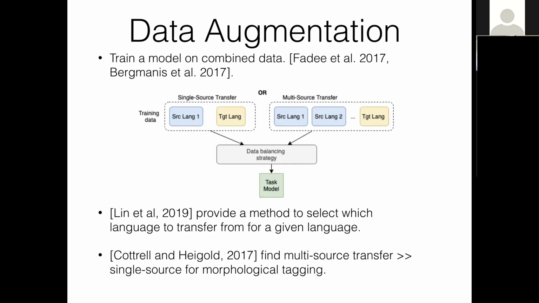Then between single source and multi-source transfer, Cotterell and Heigold have found that multi-source transfer performs much better than single source for morphological tagging. And it intuitively also makes sense because languages could be related to multiple languages along different dimensions. Like one language could be similar to another language based on orthography. It could also be similar to a third language based on typology. So in such cases, using a multi-source transfer is probably a better option.